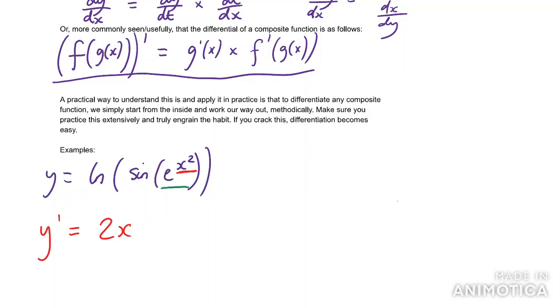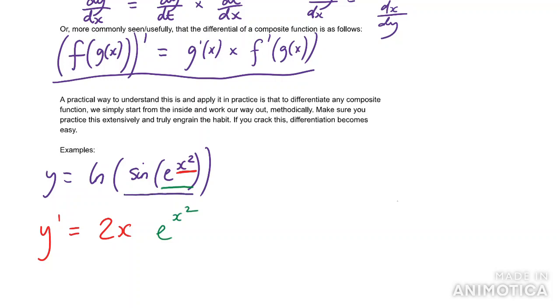So the next function we encounter is e. And so what's the differential of e when we looked earlier? Well, the differential of e is that it stays exactly the same. So it's going to be 2x times e to the x squared, because it just stays the same. Okay, so we've done that. So now let's move one more layer up.